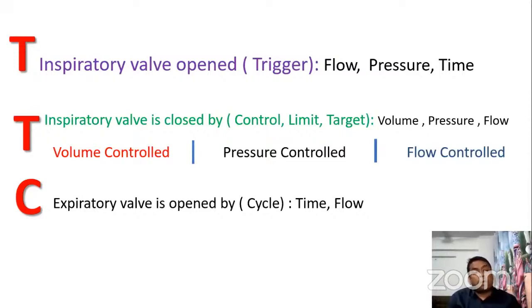When it is closed after delivery of a certain volume, we call it volume control. When it is closed after delivery of a certain pressure, we call it pressure control. And when it is closed after delivery of some flow, we call it flow control. As I already discussed, opening of the expiratory valve is called cycle. It may be either time or flow.